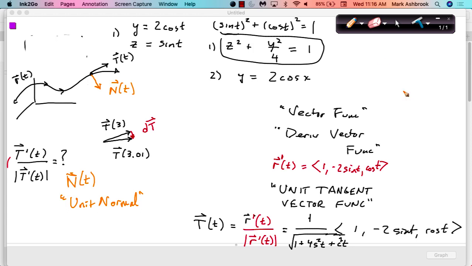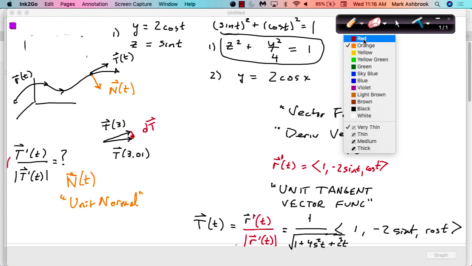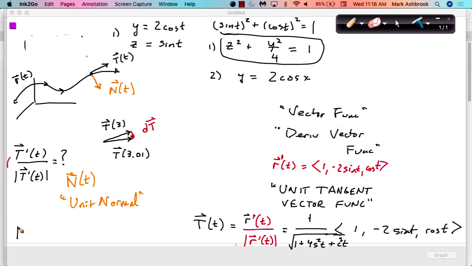Okay, and then there's another vector that we get by taking t and doing the cross product with n.